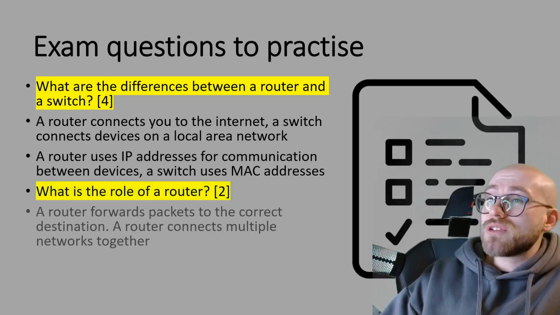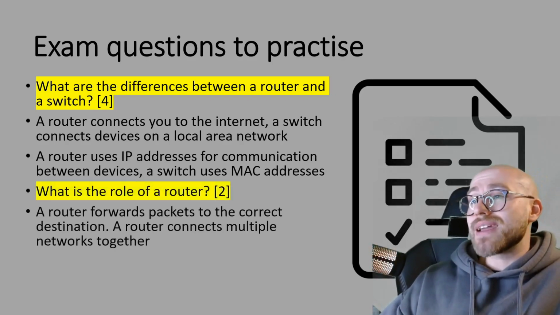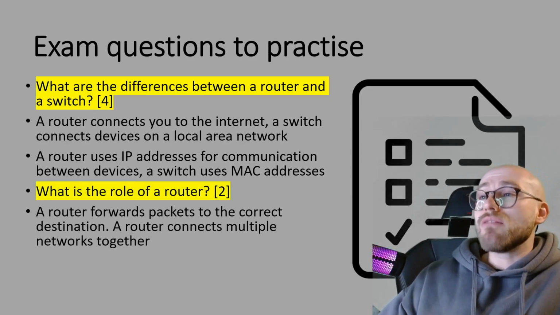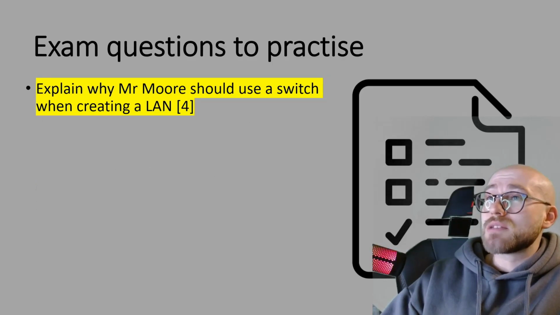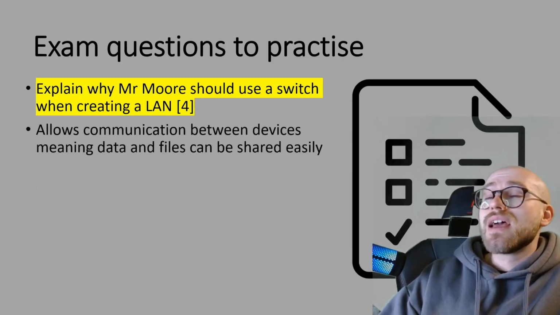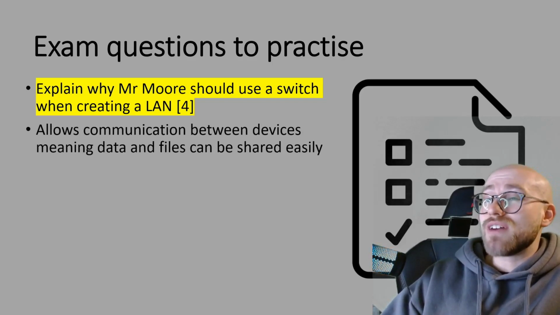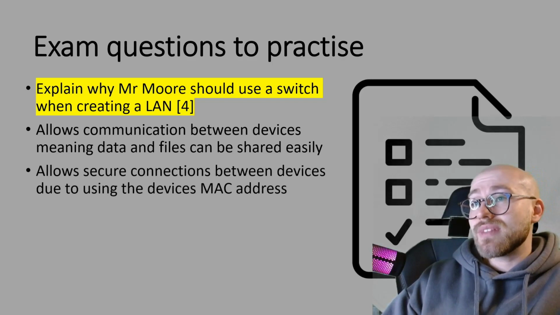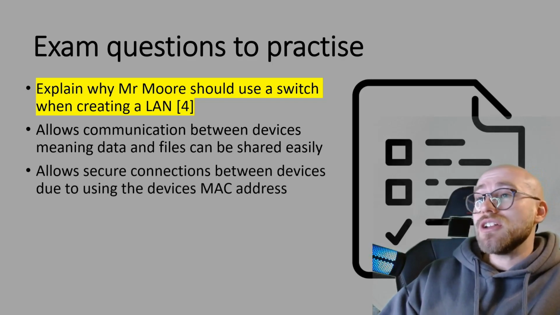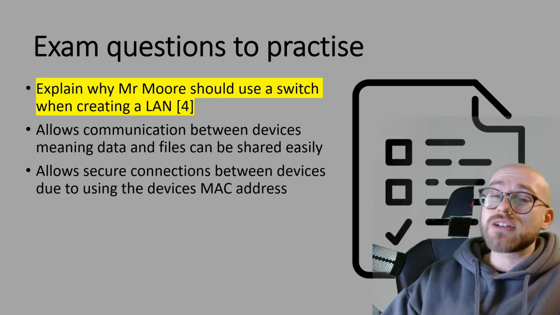What is the role of a router? So a router forwards packets to the correct destination. A router connects multiple networks together. And finally, explain why Mr. Moore should use a switch when creating a LAN. It allows communication between devices, meaning data and files can be shared easily. And finally, it allows secure connections between devices due to using devices' MAC address.